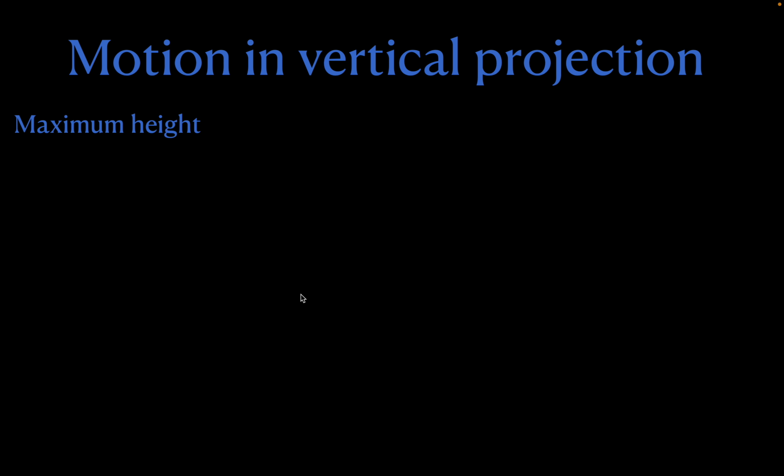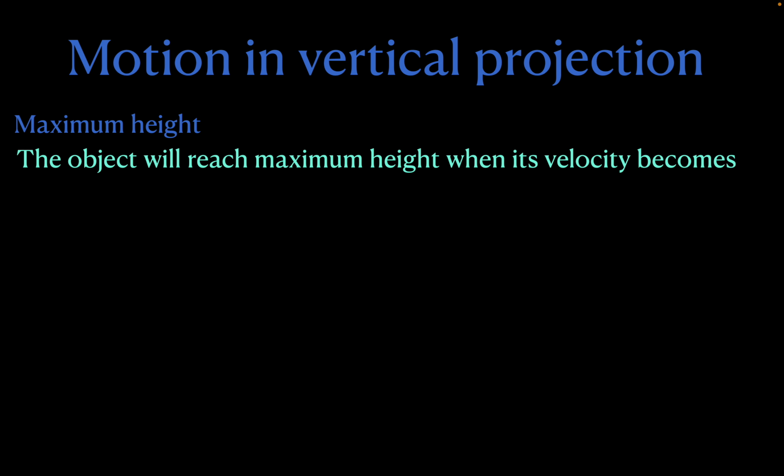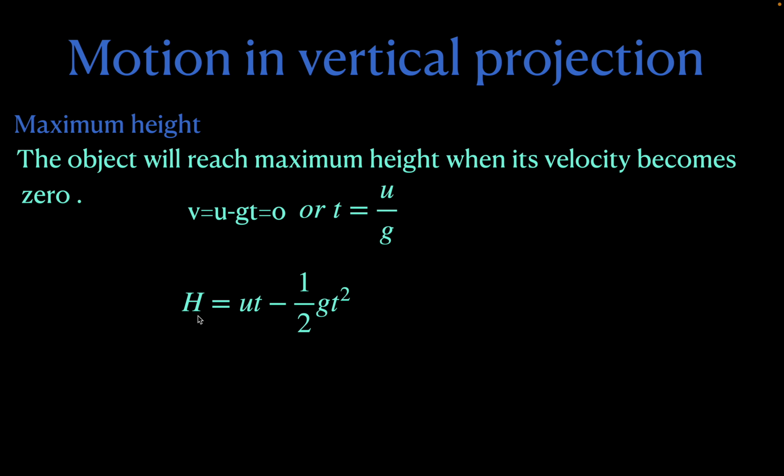Now let's calculate the maximum height. Maximum height is the height when the velocity of the upward motion becomes 0. So we can equate the velocity v equals u minus gt equals 0. The time for maximum height will come as t equals u upon g, and using this time we can evaluate the maximum height h equals ut minus half gt square.